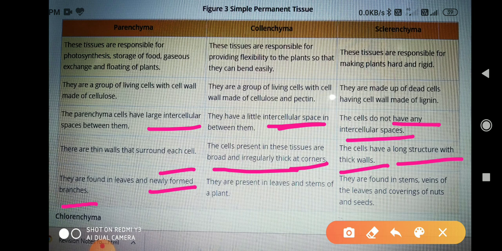And the middle one, Collenchyma, is present in the leaves and stem also, where the bending takes place. And in the last, Sclerenchyma, these are found in the stems, veins of the leaves, and nuts, seeds, seed coat, etc. These are the differentiation points between these three. Along with their diagram, you will note down this table in your copy, and you have to make it as points 1 2 3 4 5 6, and as the 6th point you can make the diagram along with it.